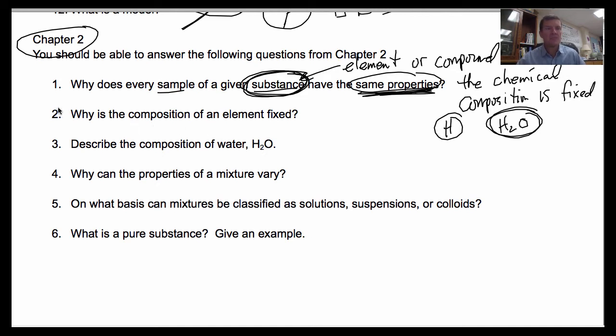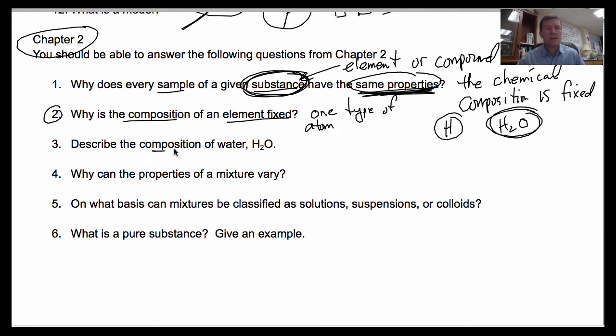Same thing here for number 2. Why is the composition of an element fixed? It has only one type of atom. And that atom retains the properties of that element. One atom or a million atoms of a single element are going to have the same properties.